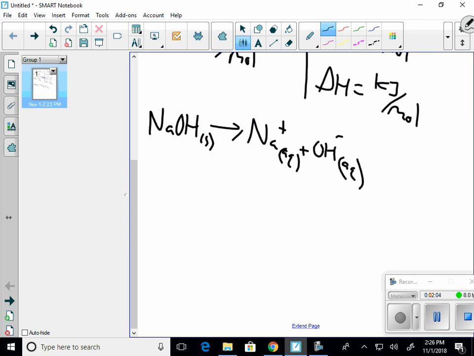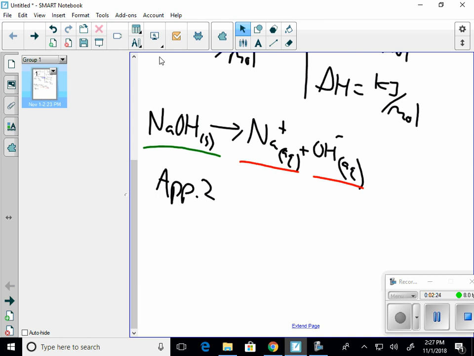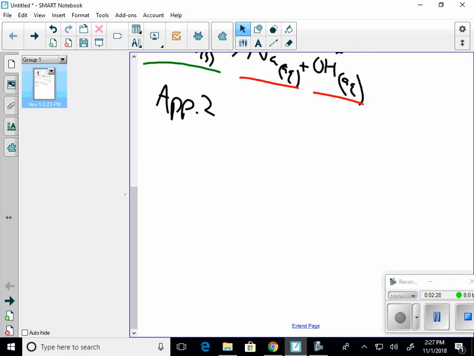For the dissolving of solid sodium hydroxide in water, it makes sodium ions and hydroxide ions. So what you need to do is go to Appendix 2 and do products, which is your Na+ and your OH−, minus reactants, which is your NaOH solid. That will give you your known value that you can then use in order to solve for your percent error.